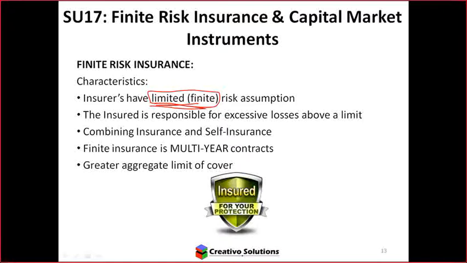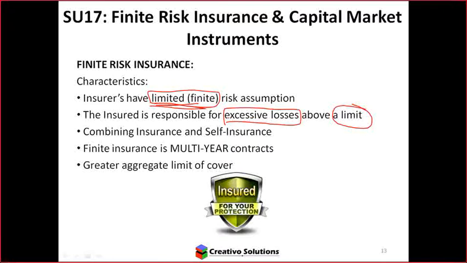Do you still have insurance? No, because of the limits. Yes, you do. But that is limited in terms of the risk assumption. So the insured is responsible for excessive losses above a limit. Above a limit means if I've exceeded a certain amount, then I'm going to get a payout. Not payout, excessive. You have to pay. Right, so this is the opposite. The insured is responsible for excessive losses, and the insurer is responsible for those day-to-day.